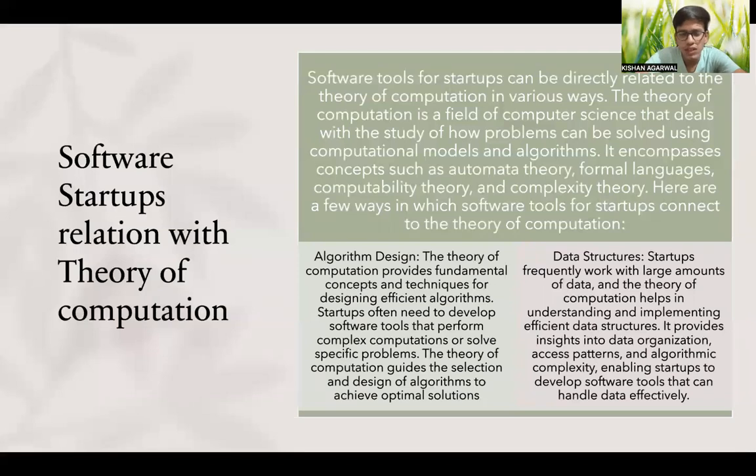Software startups' relation with theory of computation. So software tools for startups can be directly related to the theory of computation in various ways. The theory of computation is a field of computer science that deals with the study of how problems can be solved using computational methodologies and algorithms. It encompasses concepts such as automata theory, formal languages, computability theory, and complexity theory. Here are a few ways in which software tools for startups connect to the theory of computation.